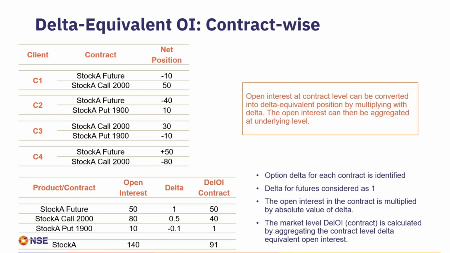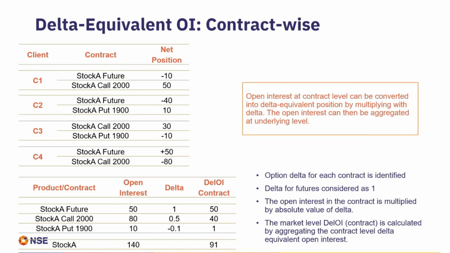To calculate the contract-wise open interest, we take the open interest of each contract as we do today. When we publish, let's say, the stock A future open interest, we aggregate the longs and shorts. C1 and C2 have minus 10 and minus 40, so total short is minus 50, and C4 has a plus 50 position in the future. The 50 and minus 50 will be a matched book, and the stock A future open interest is 50. Similarly, the call option open interest is 80, which is on account of 50 of C1 and 30 of C3, making plus 80, and minus 80 of C4.